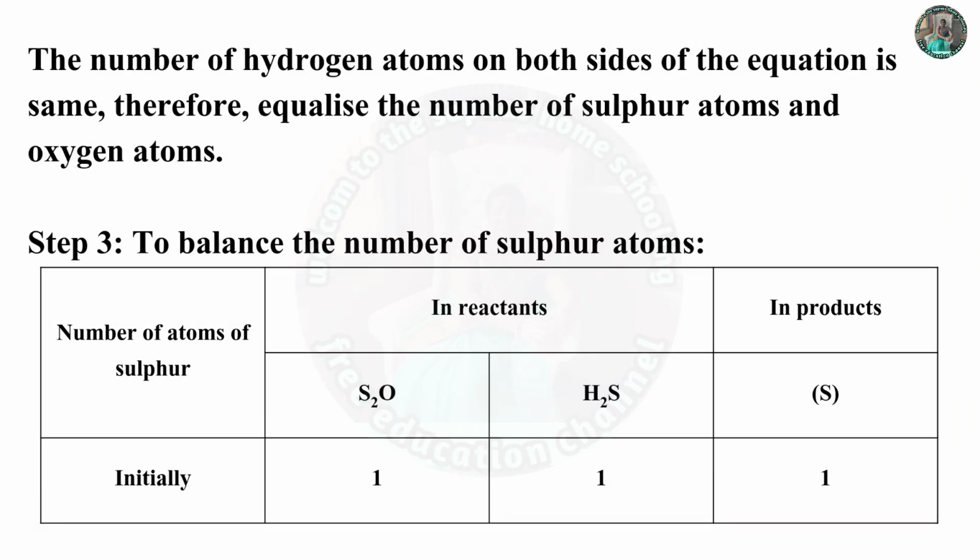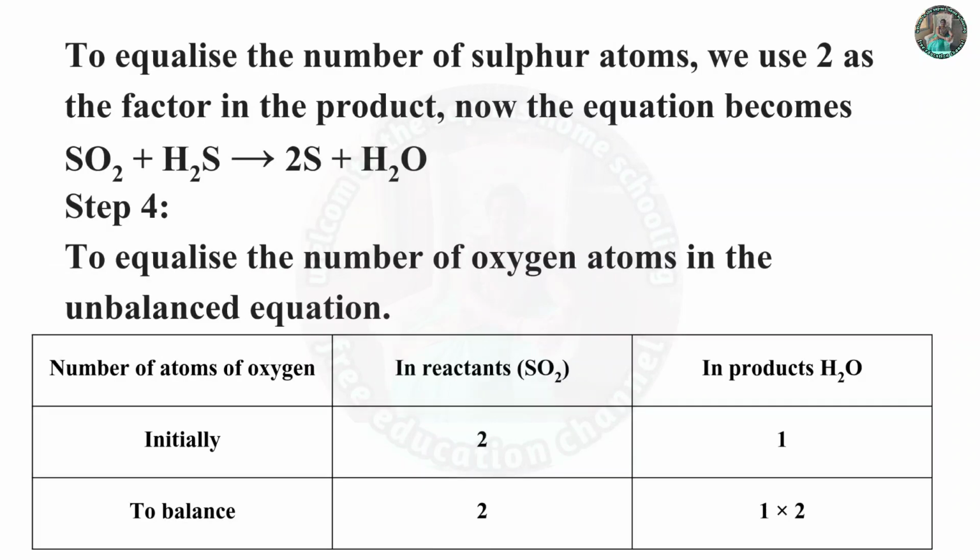Step 3. To balance the number of sulfur atoms. So here we have to write the initial sulfur atoms, and in the reactants and in the products, how many there are is all written. To equalize the number of sulfur atoms, we use 2 as the factor in the product. Now the equation becomes SO2 + H2S = 2S + H2O.